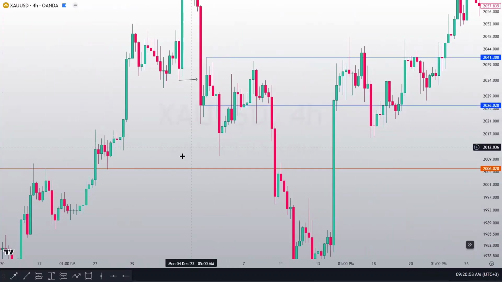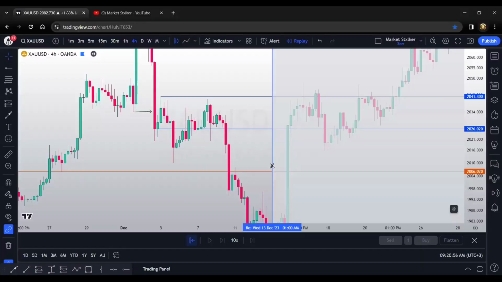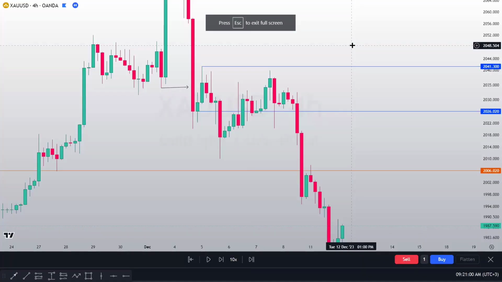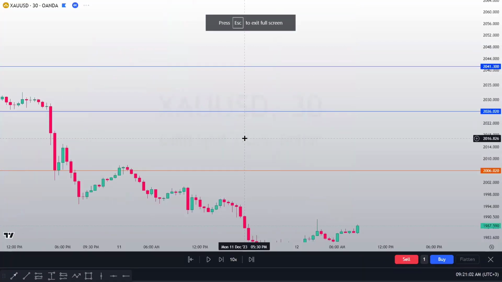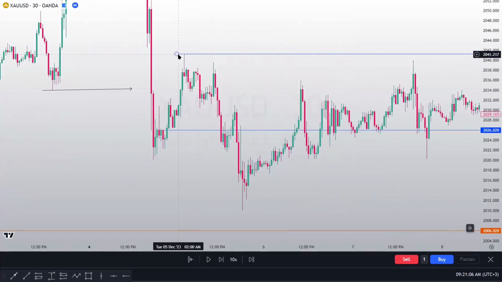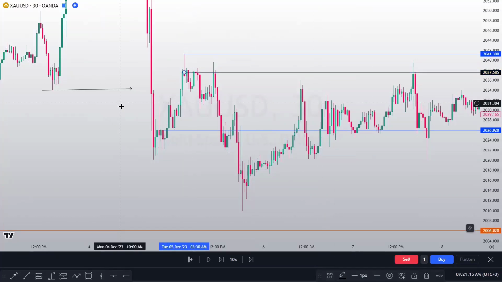So coming to the, let me try to cut this chart first. Coming to the 30, we had to refine this entry. And refining on this area, the visible clear liquidity engineering available at the moment was located on this point right here.